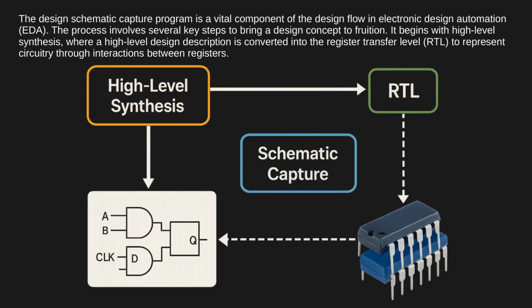The Design Schematic Capture program is a vital component of the design flow in electronic design automation, EDA. The process involves several key steps to bring a design concept to fruition. It begins with high-level synthesis, where a high-level design description is converted into the register transfer level, RTL, to represent circuitry through interactions between registers.